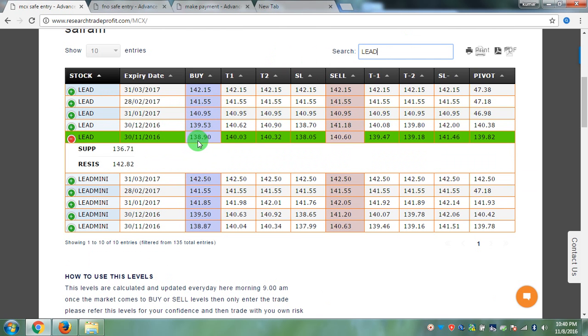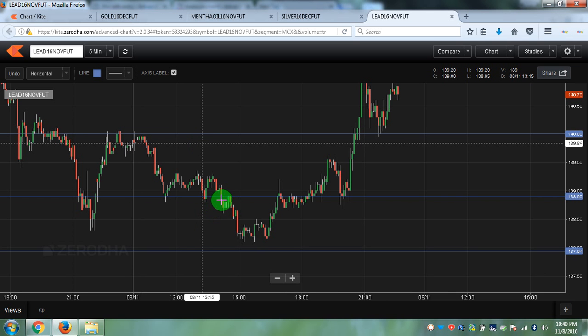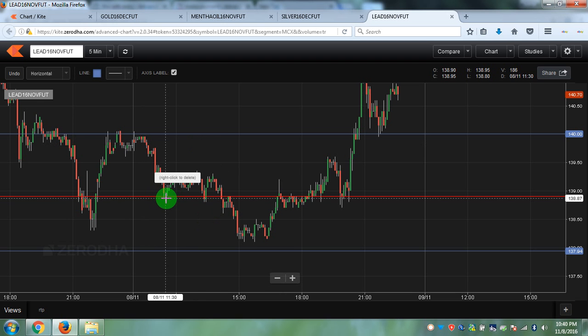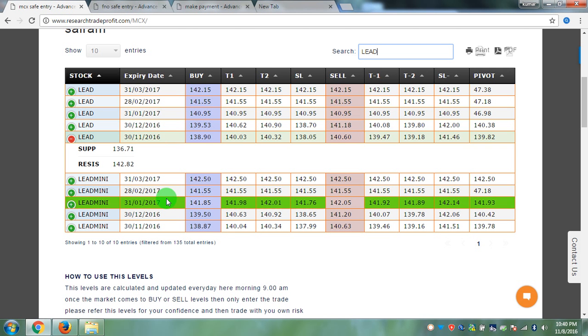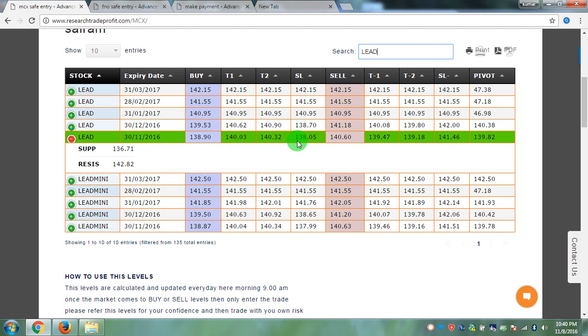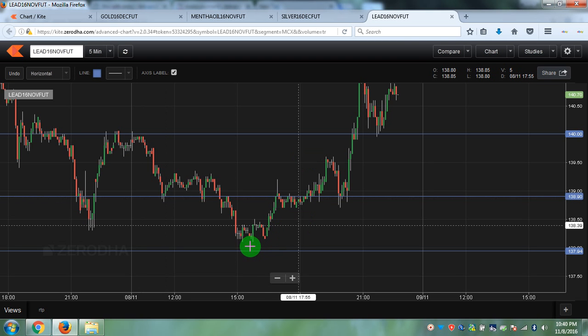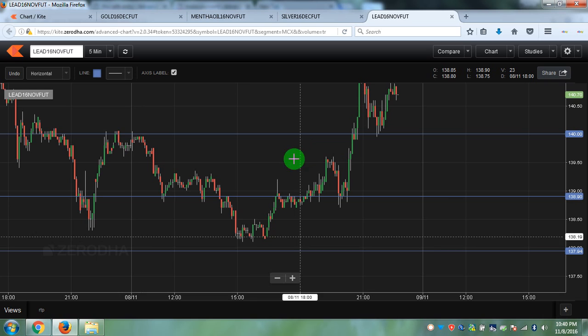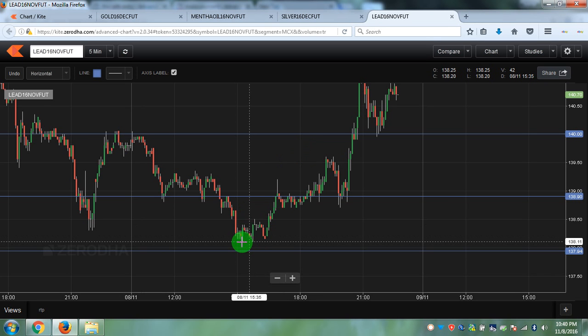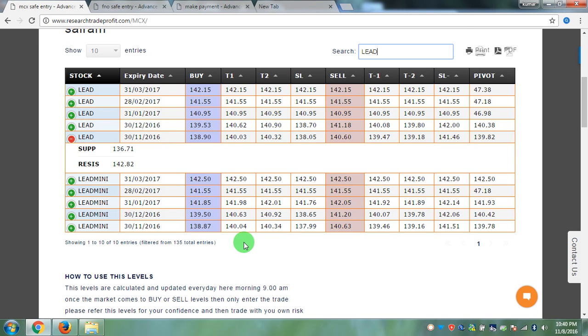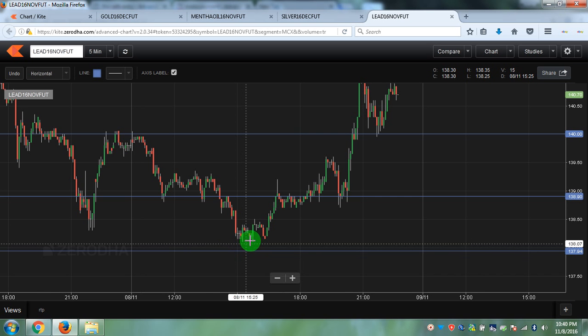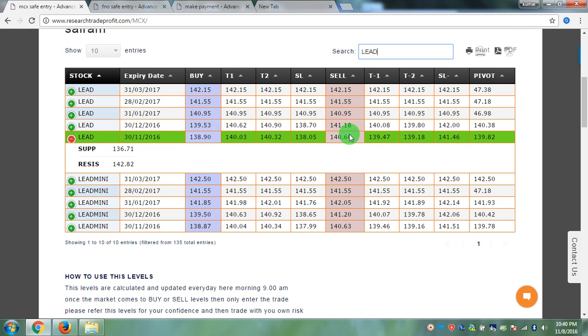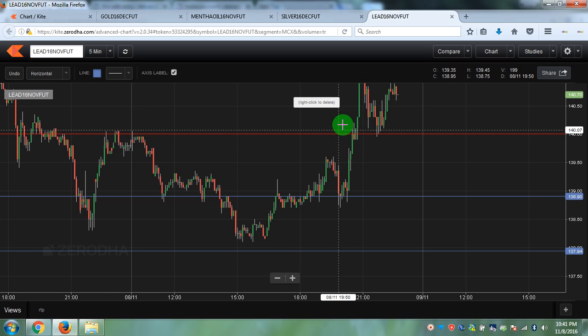Lead buy call was generated at 138.90 paisa. This was the level where the buy call was generated at 11:30 in the morning, and our stop loss was given at 138.50 paisa. You can see this candle low, 138.25 paisa, was the low. 138.10 paisa was the day low, and our stop loss at 138.50 paisa was not triggered. Our target was at 140 and 140.30 paisa.